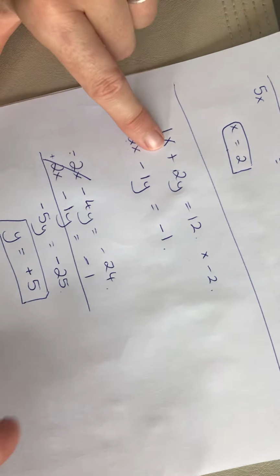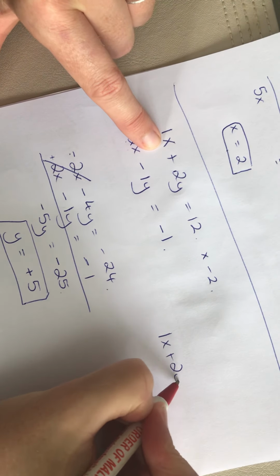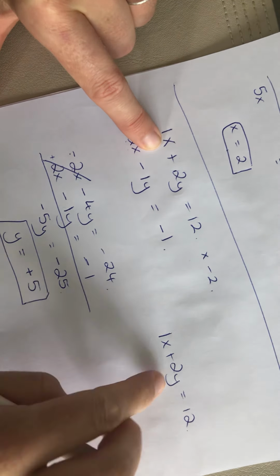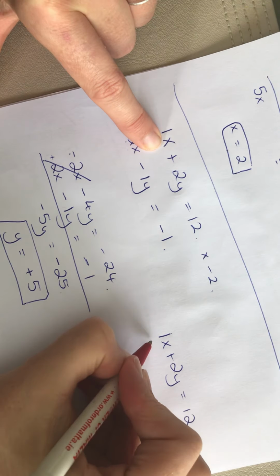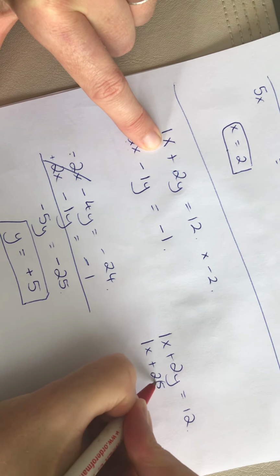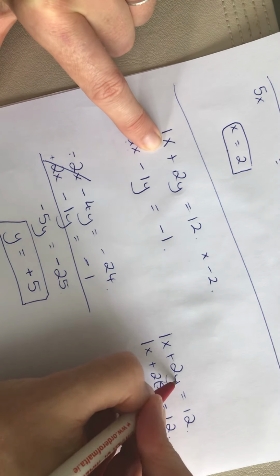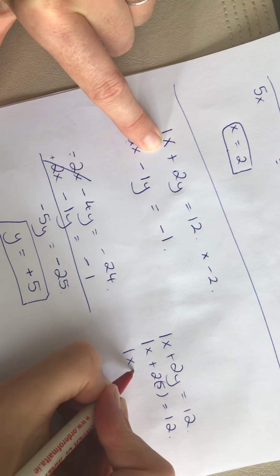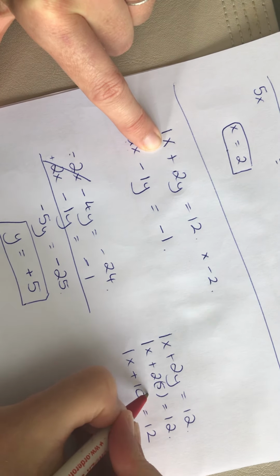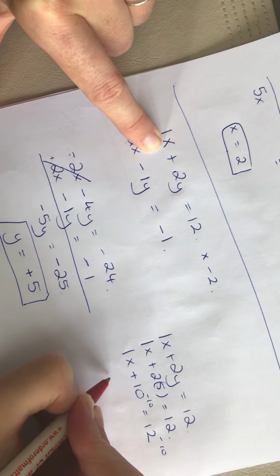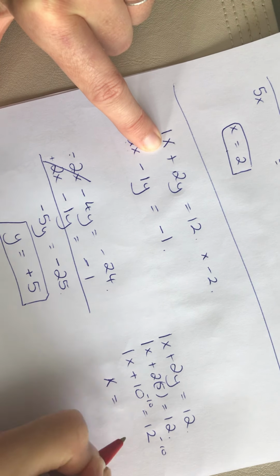And then you just go back to your top line. You have 1x plus 2y equals 12. You now know that y is 5. So 2y is 2 multiplied by y. Subtract 10 from both sides. And you end up with x equals 2.